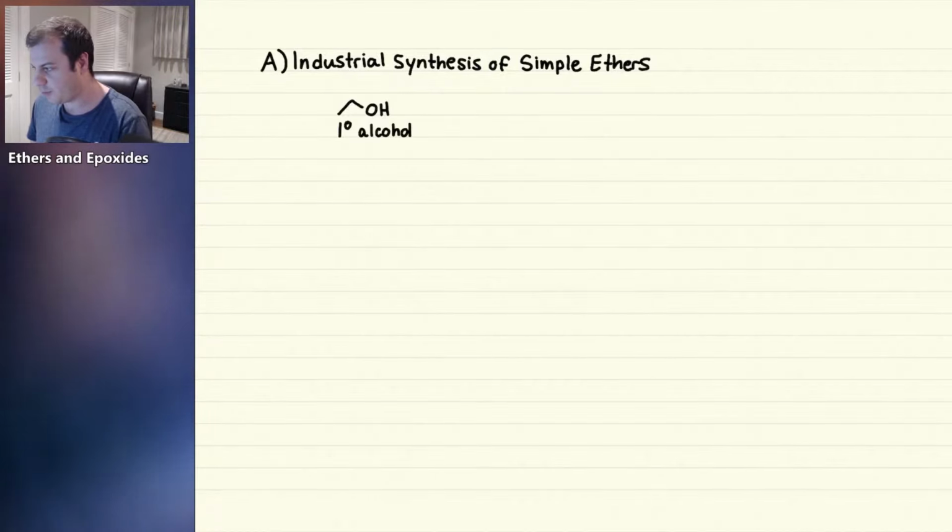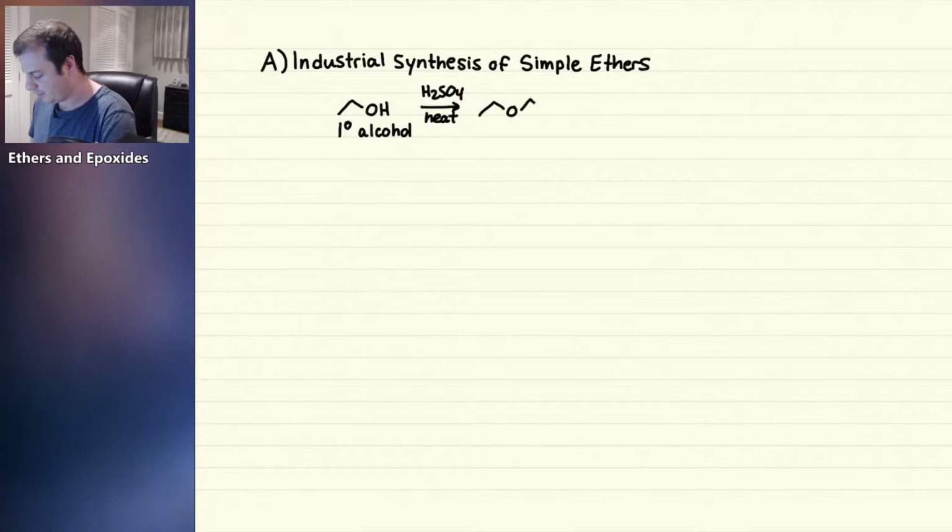The primary alcohol is treated with sulfuric acid and heat. You probably recognize these conditions as the E1 conditions. Okay, so we're going to treat that alcohol with H2SO4 and heat, and the product of the reaction is going to be a symmetric ether.